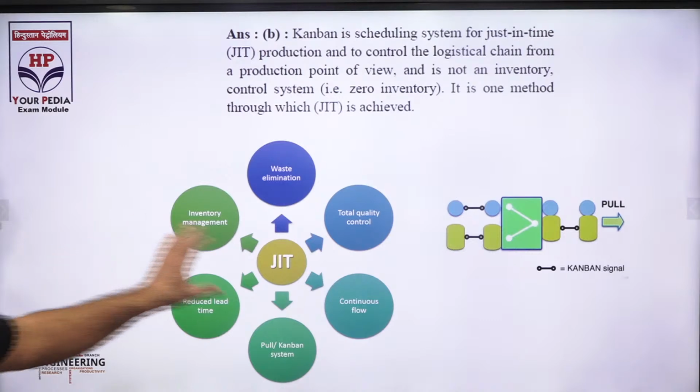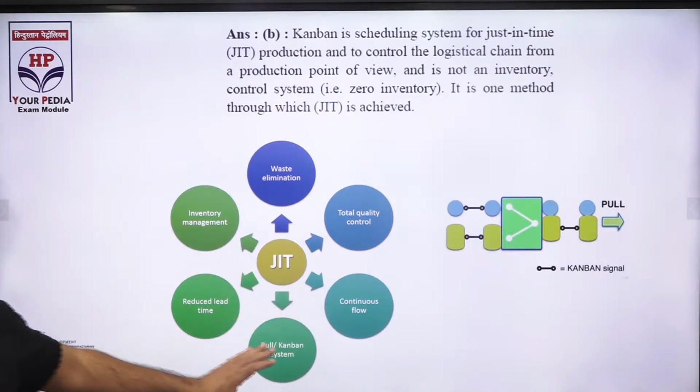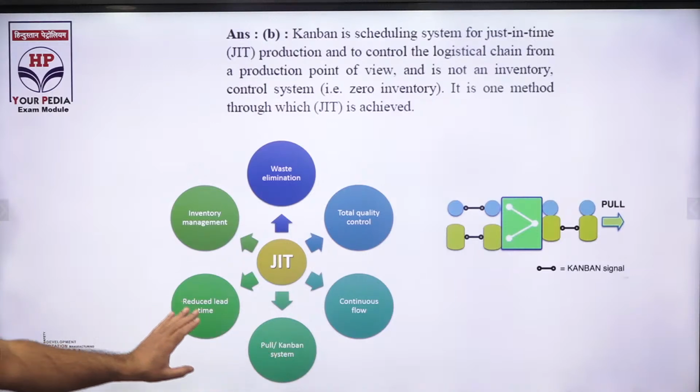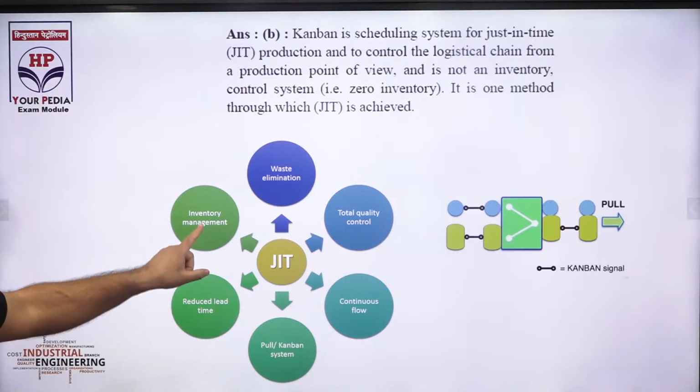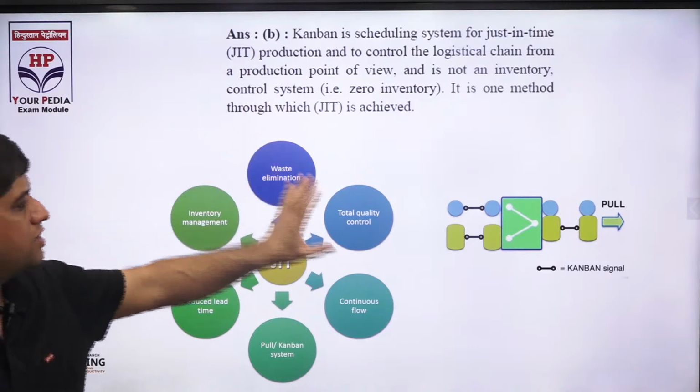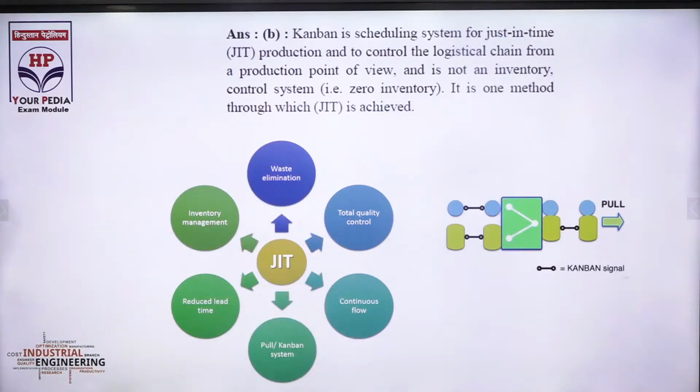So understand what is just in time. Continuous flow, pull or Kanban system, reduced lead time, good inventory management, waste is eliminated, total quality control, TQM, total quality management. This is also related to that.